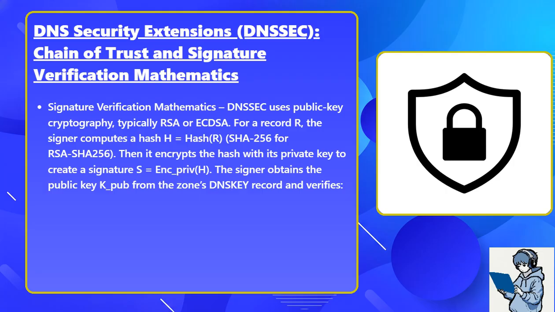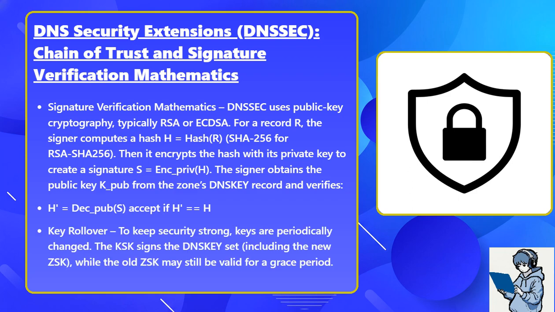Signature verification mathematics. DNSSEC uses public key cryptography, typically RSA or ECDSA. For a record R, the signer computes a hash H equals hash of R, using SHA-256 for RSA SHA-256. Then it encrypts the hash with its private key to create a signature S equals enc_private of H. The verifier obtains the public key K_public from the zone's DNSKEY record and verifies: H prime equals dec_public of S, and accepts if H prime equals H.